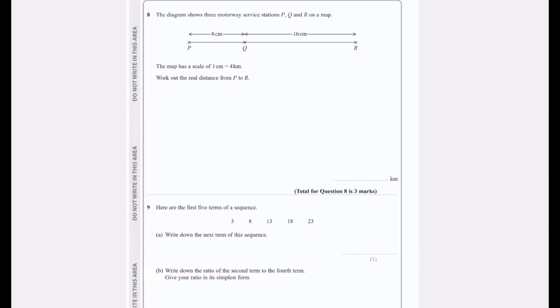Question 8. The diagram shows 3 motorway service stations, P, Q, and R on a map. The map has a scale of 1 centimeter is 4 kilometers. What's the real distance from P to R? So each centimeter is 4 kilometers. So 8 times 4 is 32. And 16 times 4 is 64. So in total, we've got 32 plus 64, which is 96 kilometers.